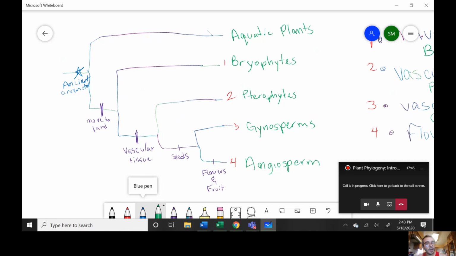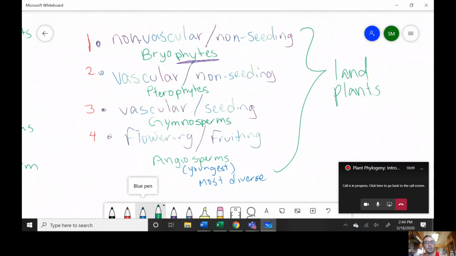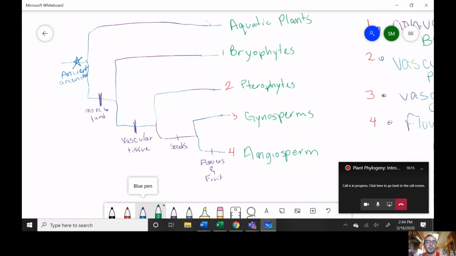And so there we have it. We have our introductory phylogeny to land plants and plants. We have our ancient ancestor, which gave us our aquatic plants and our land plants, moved to land, which consists of bryophytes, pteridophytes, gymnosperms, angiosperms. And then these are our little cases. Angiosperms, youngest and most diverse of all of them. They're the baby and they're the most successful.